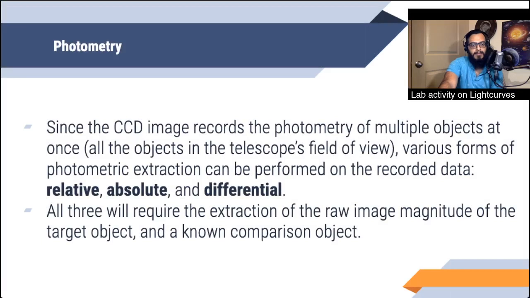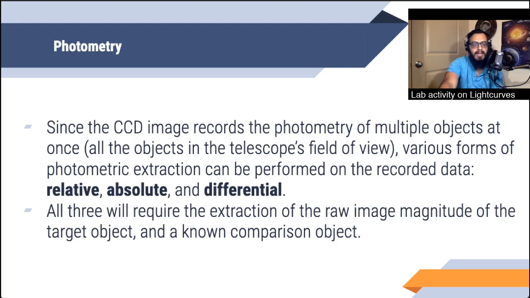Now we're going to talk about photometry. Since the CCD image records the photometry of multiple objects at once, all the objects in the telescope's field of view, various forms of photometric extraction can be performed on the recorded data: relative, absolute, and differential. All three will require extraction of the raw image magnitude of the target object and a known comparison object. So we could look at the raw data in the three ways: relative, absolute, and differential.